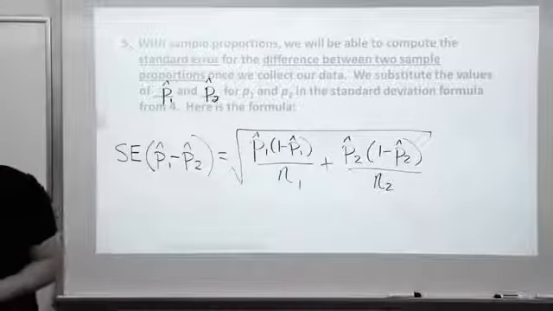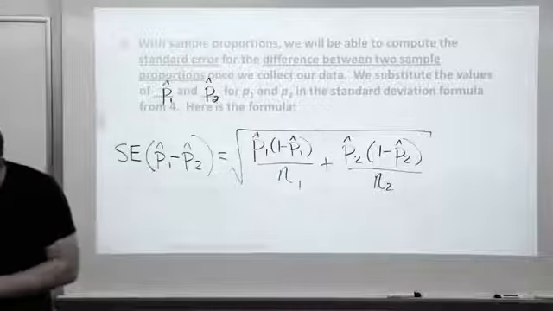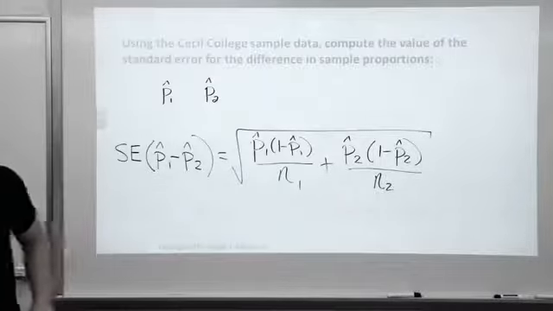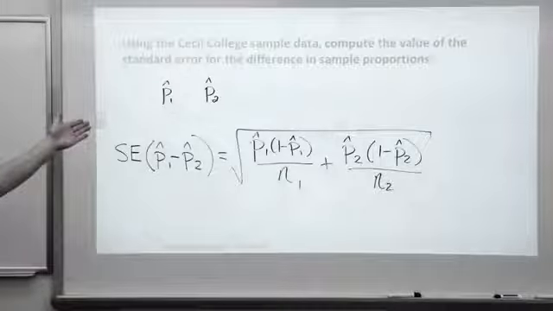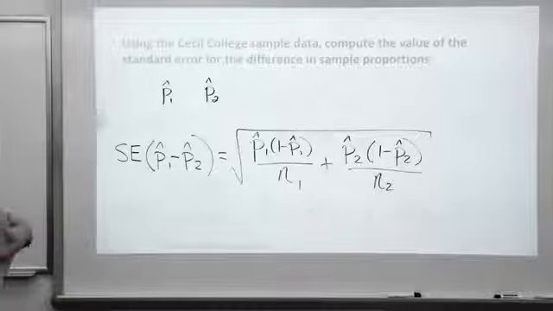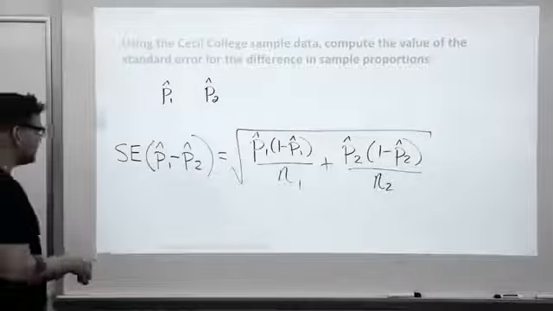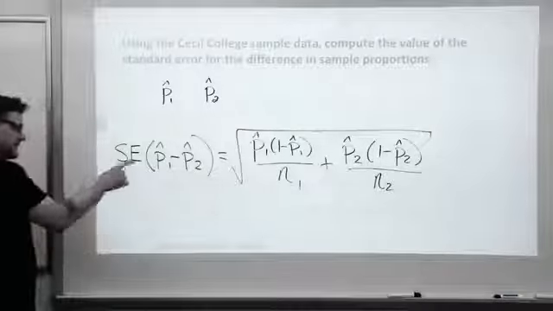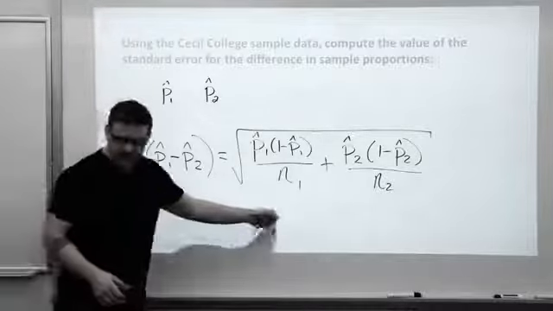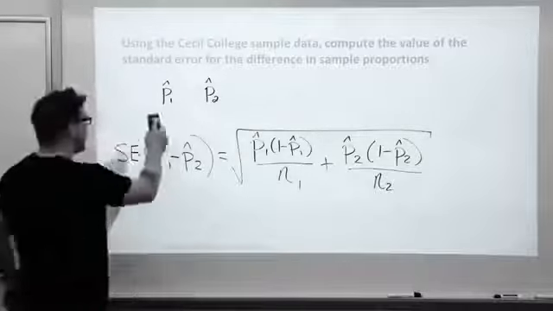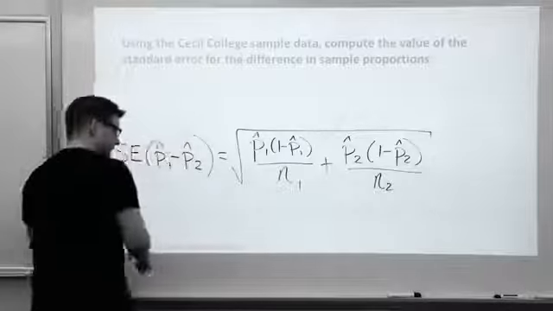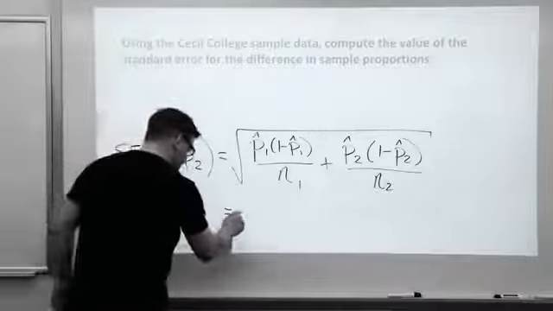It says on the notes, halfway down, using the Cecil College sample data, compute the value of the standard error for the difference in sample proportions. Let's leave the formula up. Let's put the numbers just right here. And so I'll just put equals.